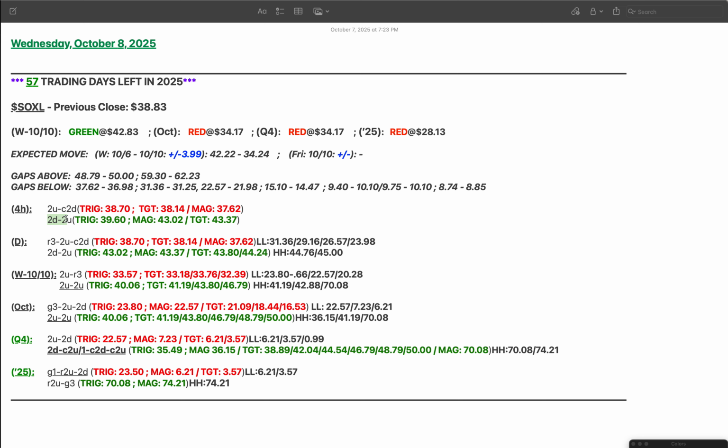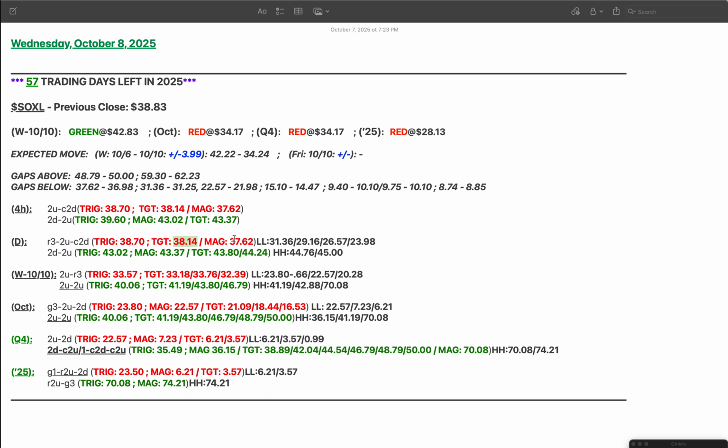If we get the price action to the upside, that triggers at 39.60, the 2 down, 2 up, with a magnitude of 43.02. So again, another big move, a $3.50 move at the least, with an extended target of 43.37, which was the high from Friday. From the day chart perspective, we would have that 2 up combo, 2 down triggering at 38.70. Again, that intermediate target of 38.14, just because we're in this strong uptrend where people are buying the dip.